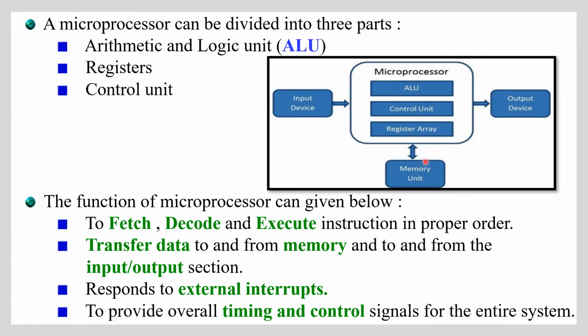The function of a microprocessor is to fetch, decode and execute the instructions in proper order. So once we get the data, it is the work of the microprocessor to decode it, to convert it. See, we are entering from the keyboard. So this has to be converted first into binary numbers and then, according to the program instruction, it will execute the instruction in the proper order.